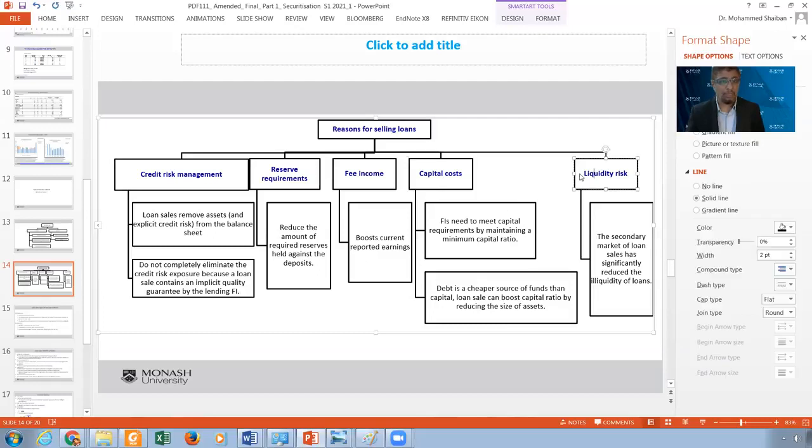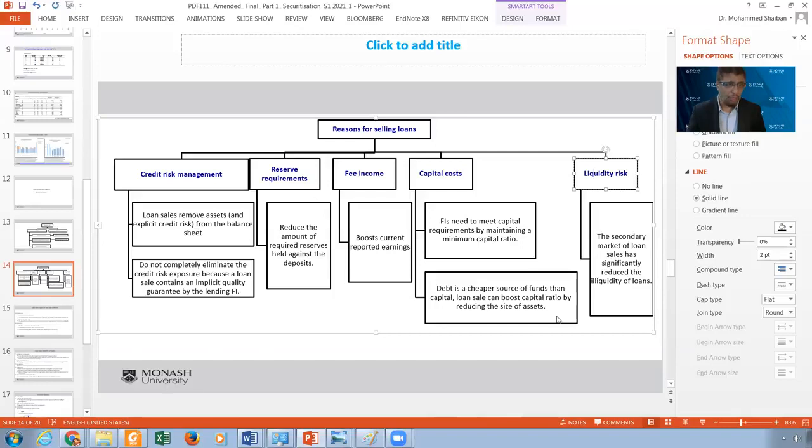Then we have liquidity risk. Liquidity risk is actually very direct. You just replace very illiquid assets, which are the loans, with very liquid assets like cash. So you are solving any liquidity problems if you are under liquidity stress, and you can solve your problems.